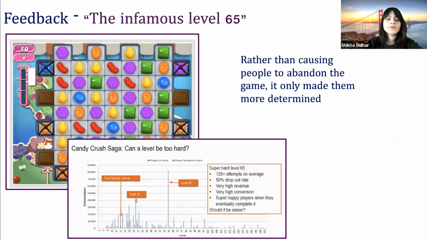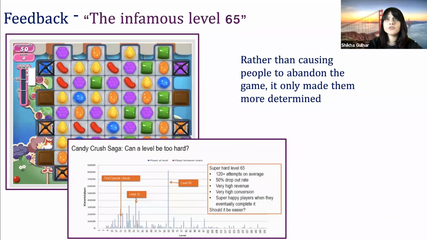And then again, from the respect of reinvestment into the loop, we need to devise strategies in terms of how do we collect feedback. Feedback is very important for every product in general, but more specifically, here's a case on how Candy Crush devised a strategy around feedback and learned from it. So the case I have for you here is the infamous level 65. As some of you who have played the game may be aware, level 65 was considered a super hard level to crack.